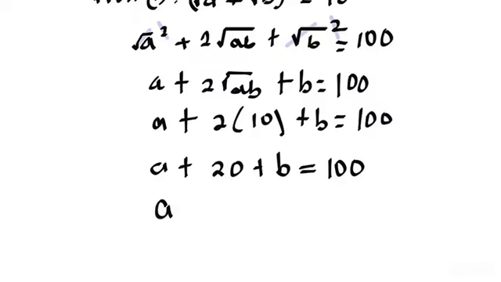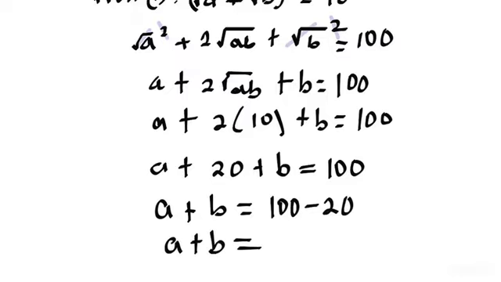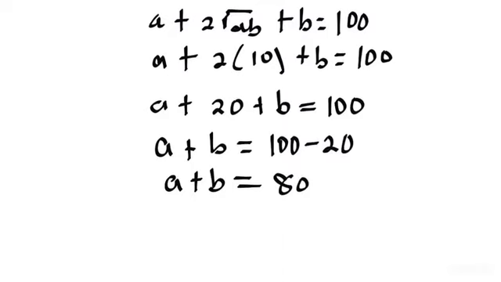So now we have A plus B equals 100 minus 20. We transpose this 20 to the other side, and A plus B will give us 80. So we can call this equation 4. This is equation 4.